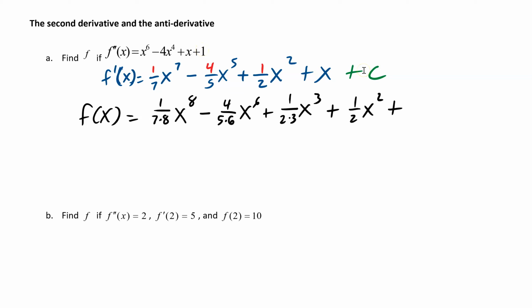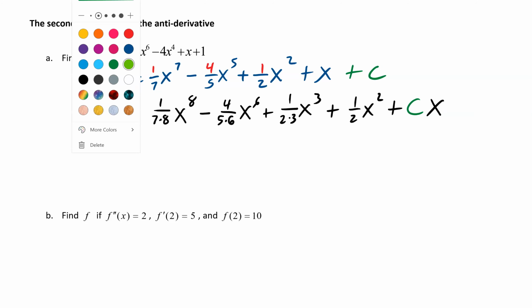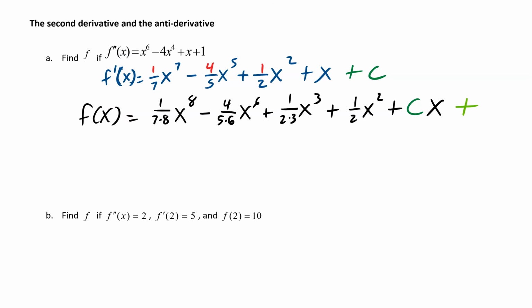So if it's c, we're going to write c, and then x, and then now what we have to do is actually add another letter. So I'm going to put it in a little bit lighter shade, and I'm going to call it d as our new constant. And there you have our second derivative.